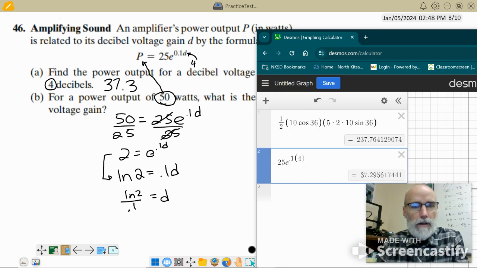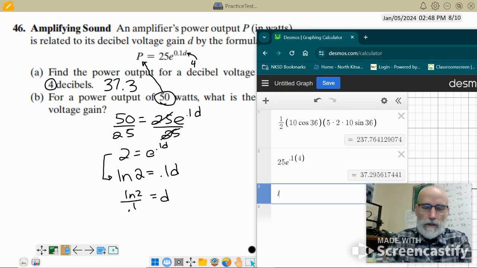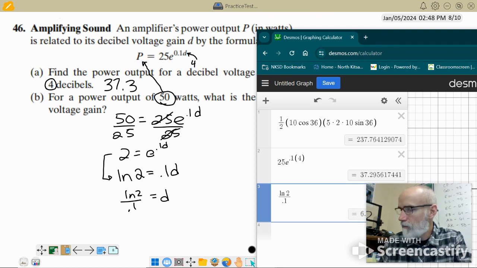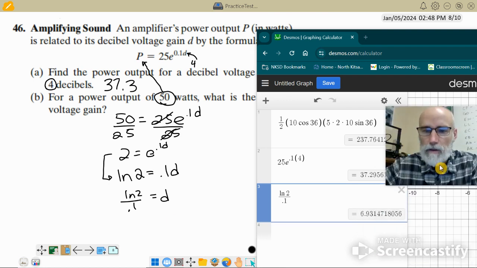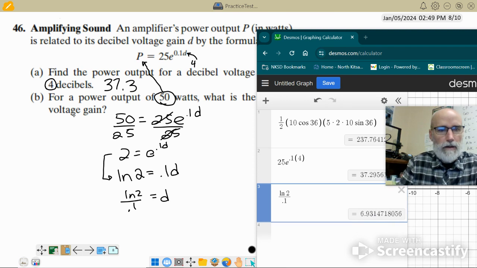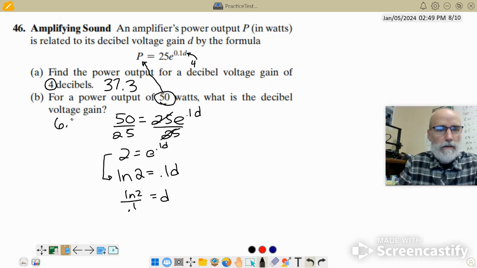Here we go. Natural log of 2 divided by 0.1. My picture's in the way. That's 6.9 something, so my power output of 50 watts requires a decibel voltage gain of 6.9. Okay, so here are two answers.